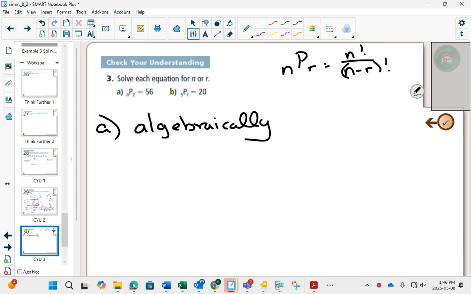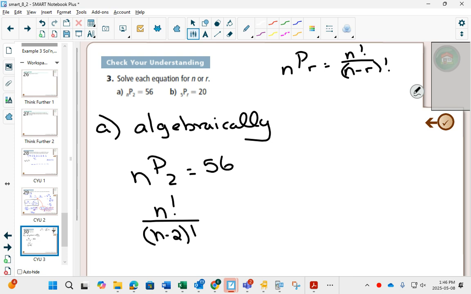So, if I have this equation, and it says algebraically, that means you're not allowed to guess and check until it works. You have to actually use formulas and use algebra to solve. What does that mean? That means that I would go to my formula, and I would have n factorial on the top and n minus 2 factorial on the bottom, equaling 56.